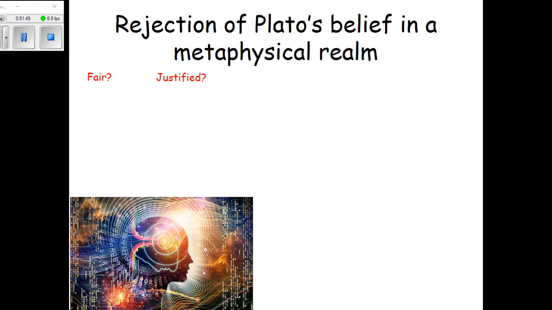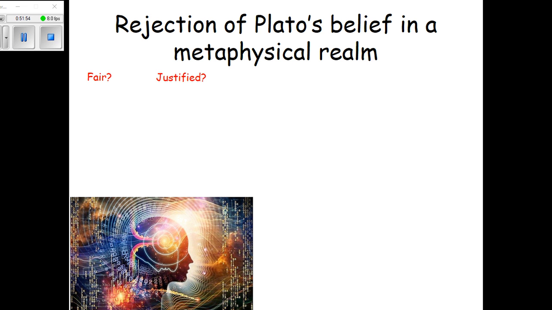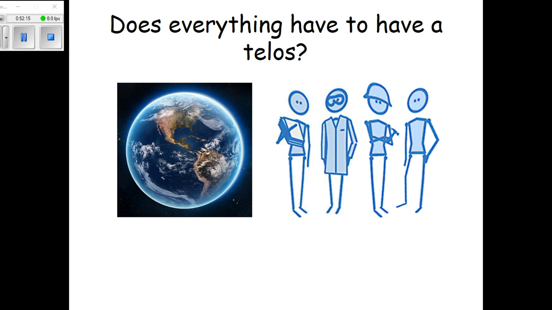Rejection of Plato's belief in metaphysical world. Well, is this fair? Is this just? One of the reasons that Aristotle says that Plato's theory of the forms is wrong is because how could you have a form of everything? That would mean there's a form of imperfect things, such as poo. Is there a perfect idea of poo? Now, is this a fair rejection? So that's something that we could ask.